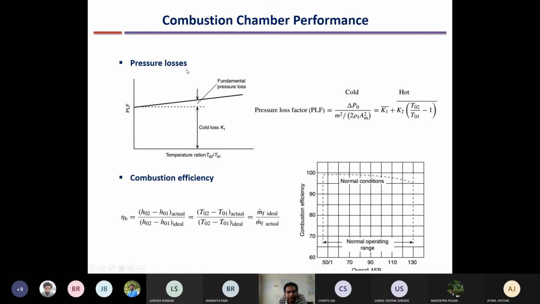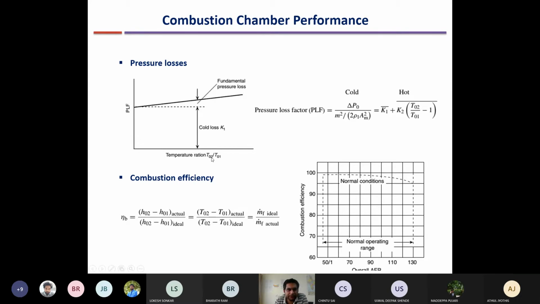There is a secondary pressure loss, which is known as fundamental loss or fundamental pressure loss. This occurs only when there is combustion. This is also known as hot loss, and it occurs because of temperature rise.